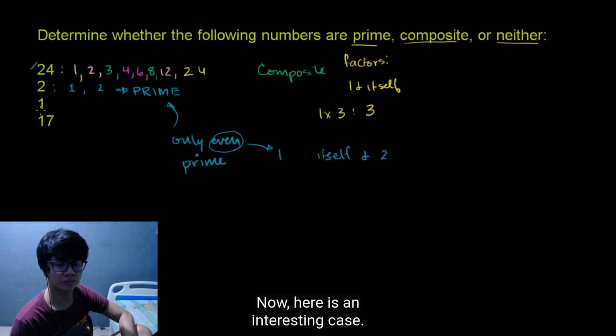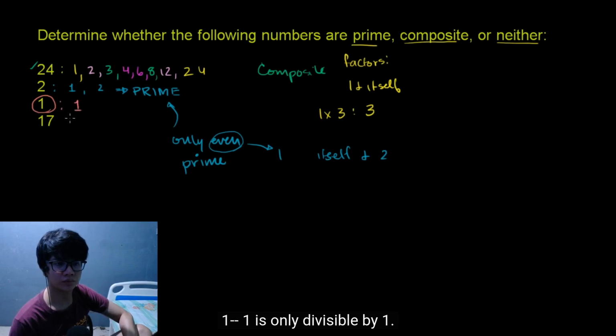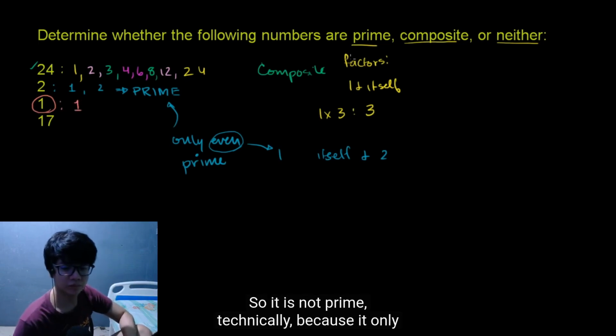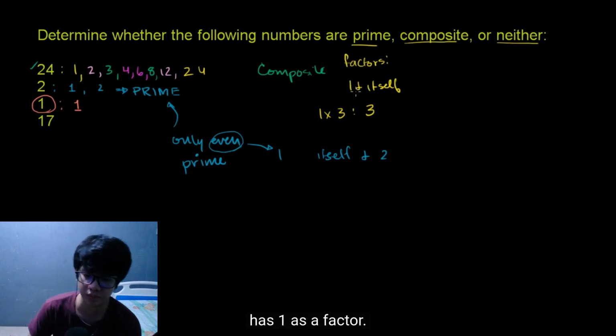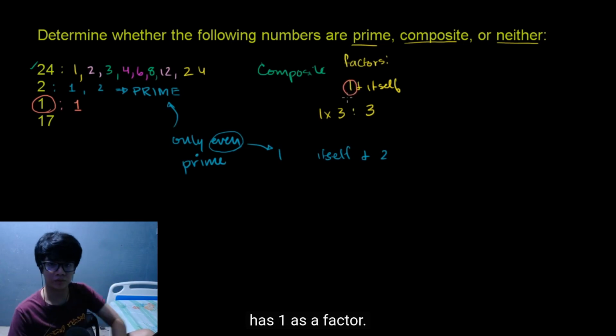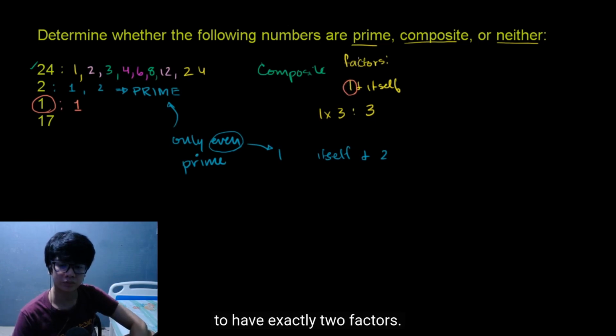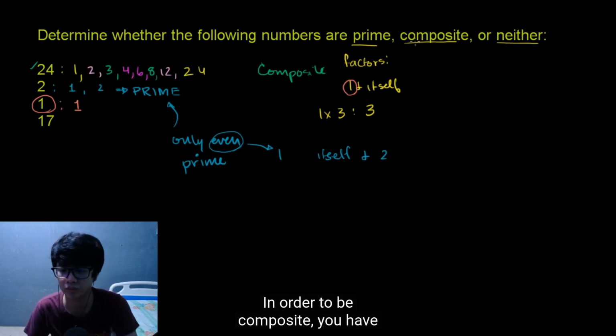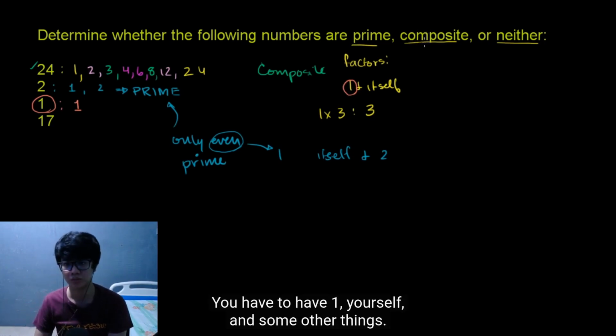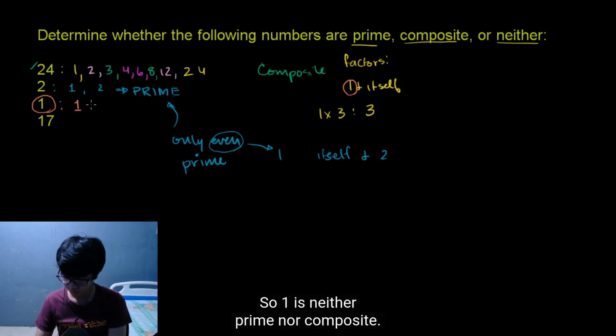Now here's an interesting case. 1. 1 is only divisible by 1. So it is not prime, technically, because it only has 1 as a factor. It does not have 2 factors. In order to be prime, you have to have exactly 2 factors. In order to be composite, you have to have more than 2 factors: 1, yourself, and some other things. So it's not composite. So 1 is neither prime nor composite.